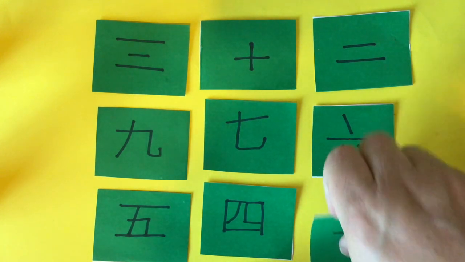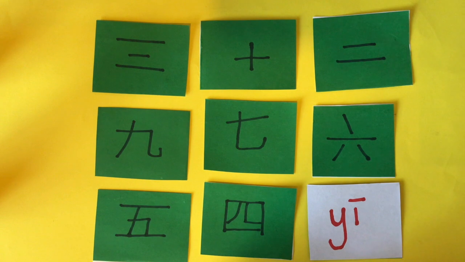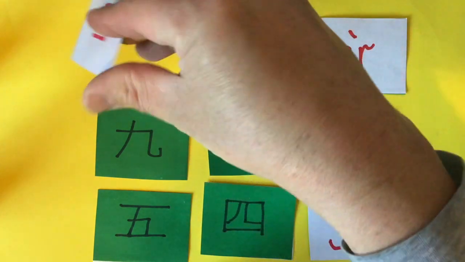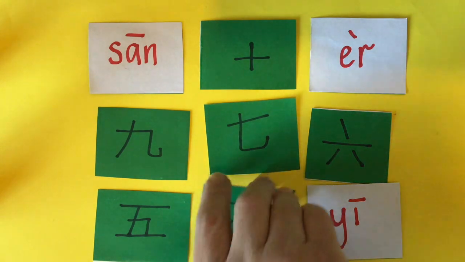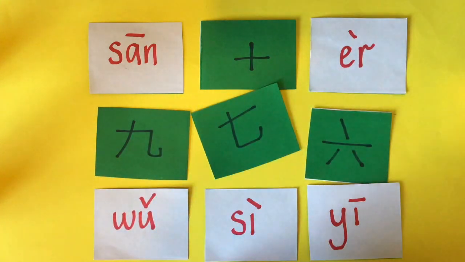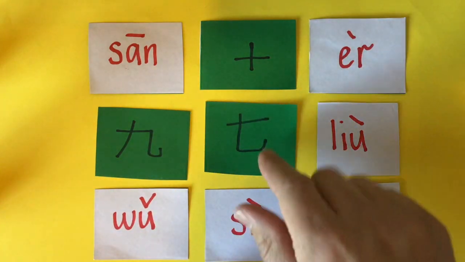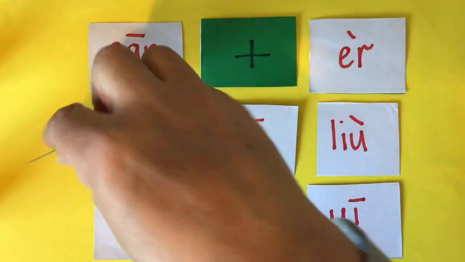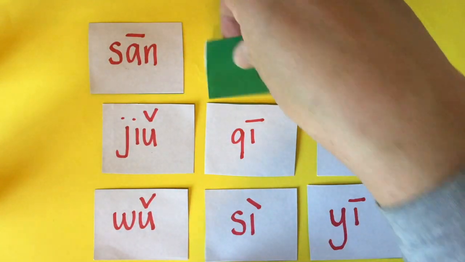So, Yi is 1. Now you'll notice I haven't put the numerals on here. I've done that on purpose because I want you to remember them. So we have Yi, 1, 2, San, 3, 4, Si, 5, Wu, 6, Liu, 7, Qi. Oh, I don't have 8 here. Don't worry, we will come back to that. 9, Jiu, and 10, Shi.